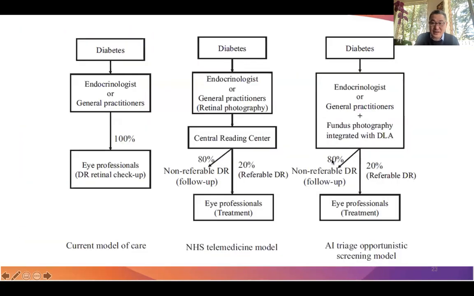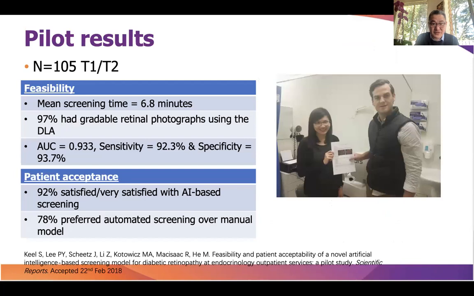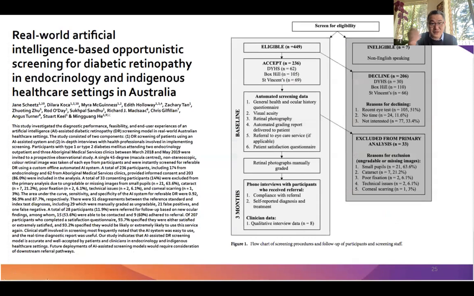And then that significantly improved the efficiency. So we also ran a study to prove that the patients actually like it. The patients think this is a good idea, a good solution. Quite a lot of them, 92%, were satisfied or happy with the AI-based screening. I mean, being screened by a machine, they are happy with this idea.